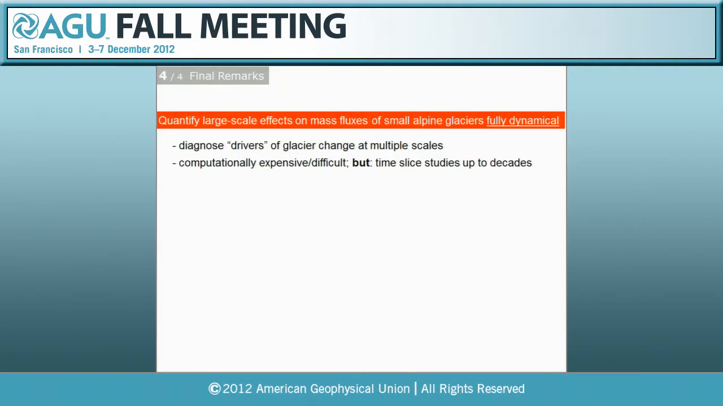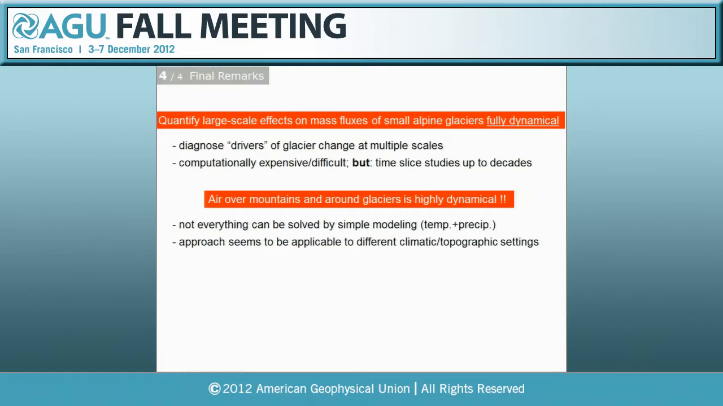These simulations also remind us, and it is something we sometimes tend to forget, that the air over mountains and around glaciers is highly dynamical. So not everything can be solved by simple modeling, that's what we all know. Sometimes it is necessary to dig into deeper process levels. The good news is that the approach seems to be applicable to different climatic and topographic settings.